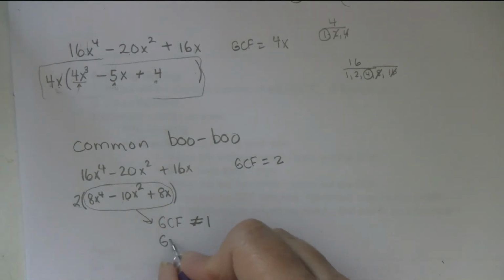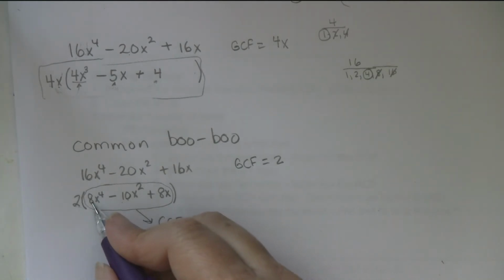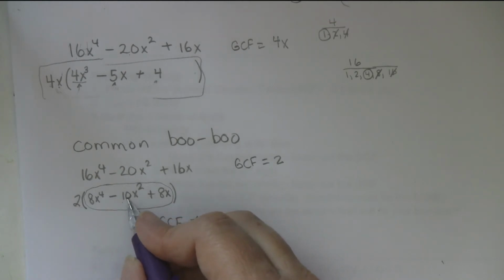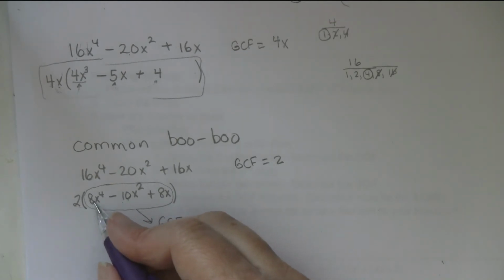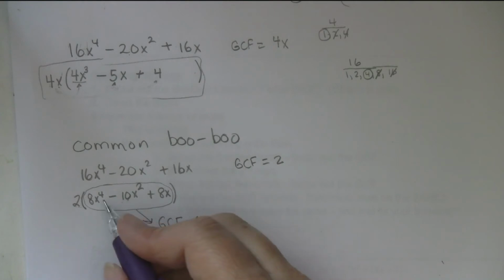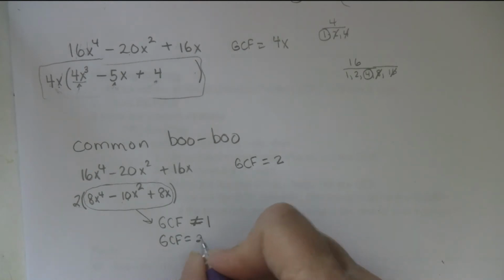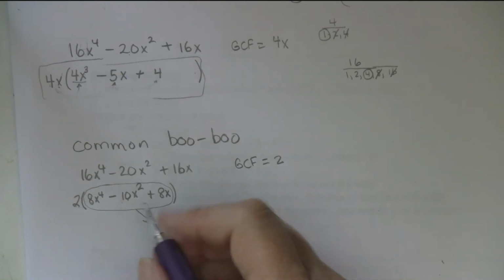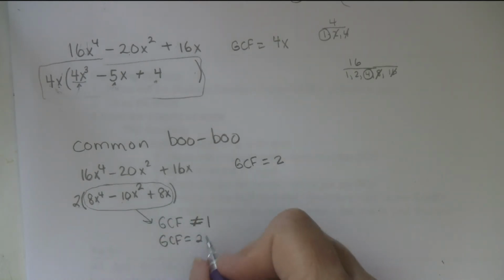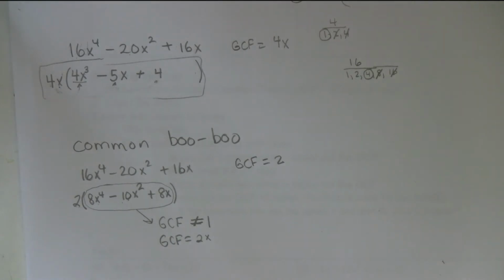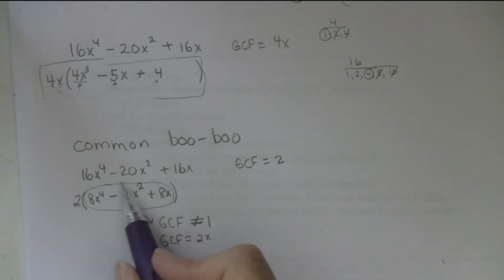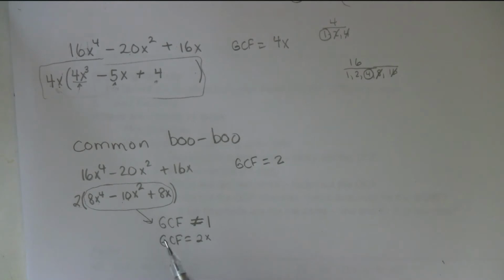The greatest common factor between those: 8 doesn't go evenly into 10, and 4 goes into 8 but doesn't go into 10, but 2 goes evenly into 8 and 10. So they have 2 more in common, right? And they also have x in common. So really the greatest common factor now, it should have been 1, but because it's not, it's 2x, right? That tells me I made a boo-boo.